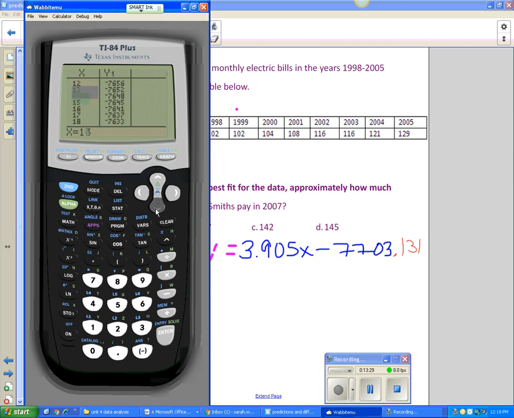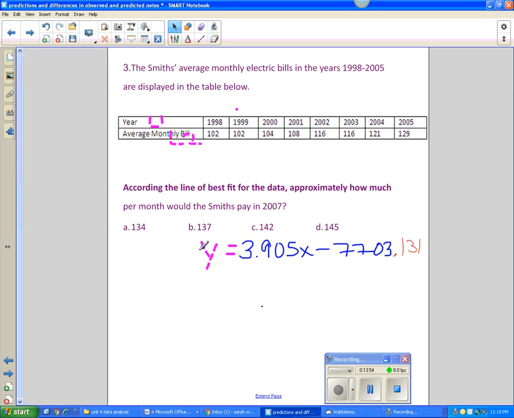You don't want to have to scroll all the way down to 2007. That'll take forever. So you want to hit second window, and you want to type in 2007. So I hit second window is what I did. Now we're going to hit second graph again. So you go back to your table. And in 2007, they're going to pay 134.2. So that is answer choice A.